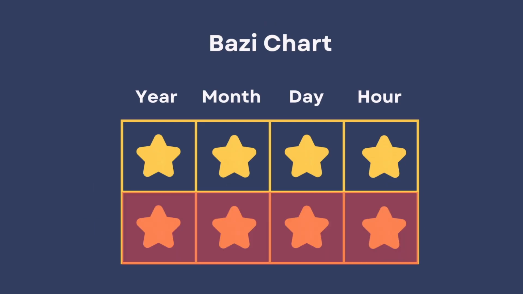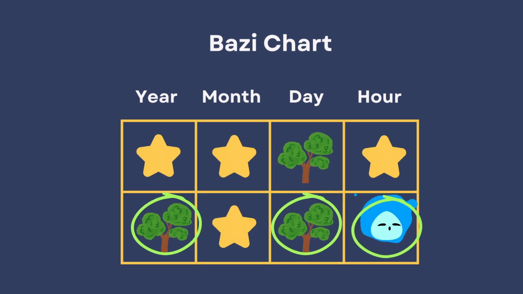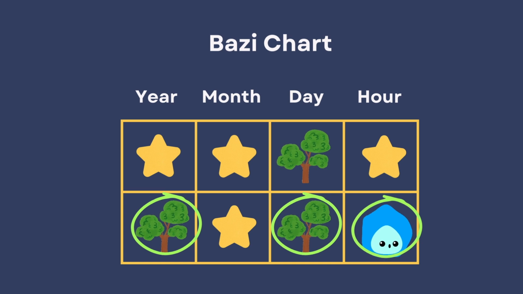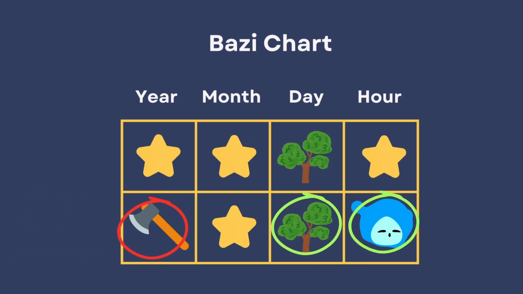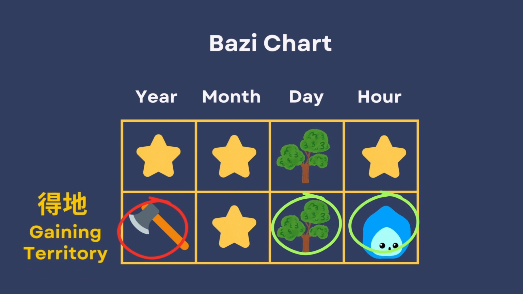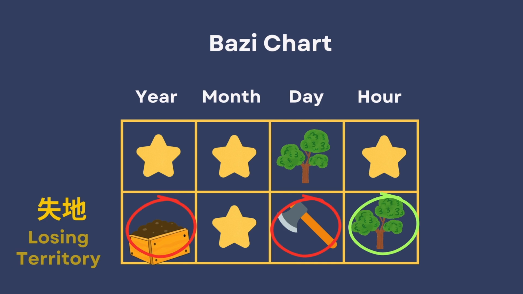If we just focus on the earthly branches, not counting the emperor element, if there are 3 supporting elements in the earthly branches, this is called 得地, meaning gain territory. If there are 2 supporting elements and 1 opposing element in the earthly branches, you're also gaining territory. If there is only 1 supporting element in the earthly branches, this is called 失地, meaning you're losing the territory.